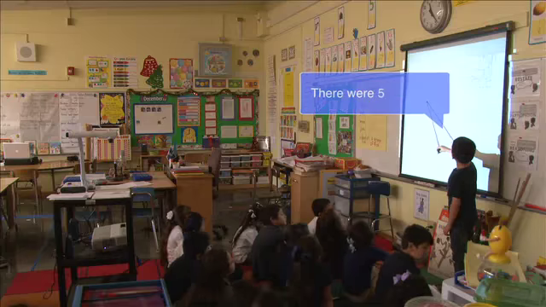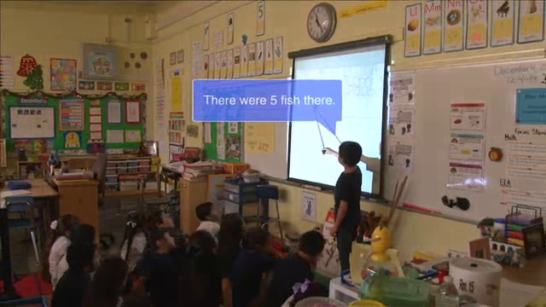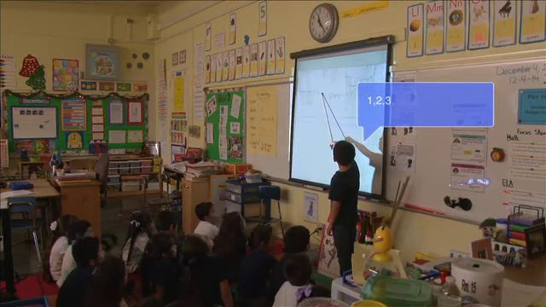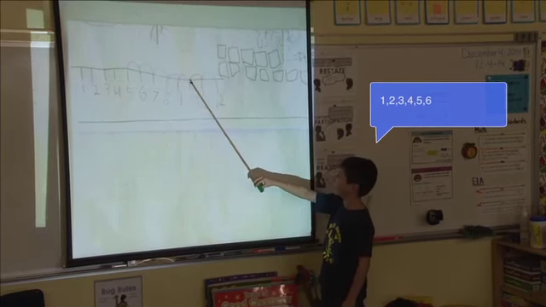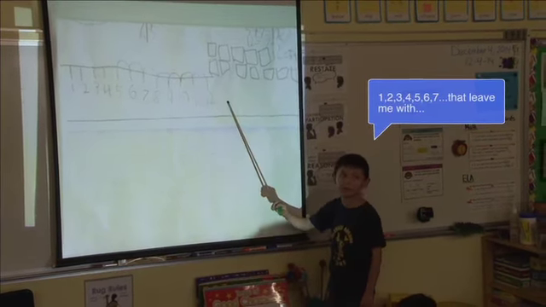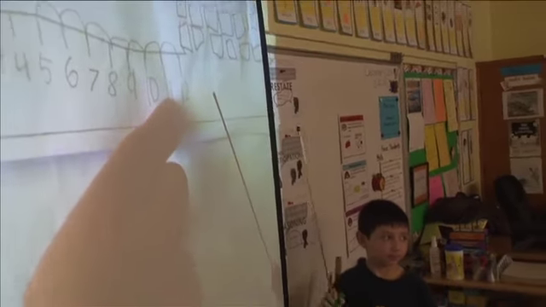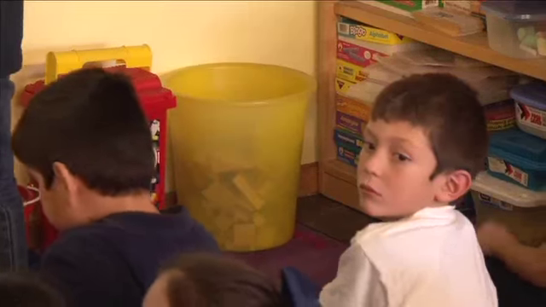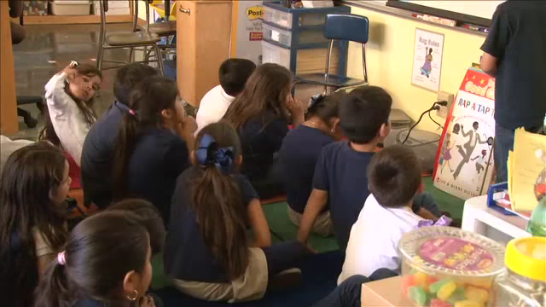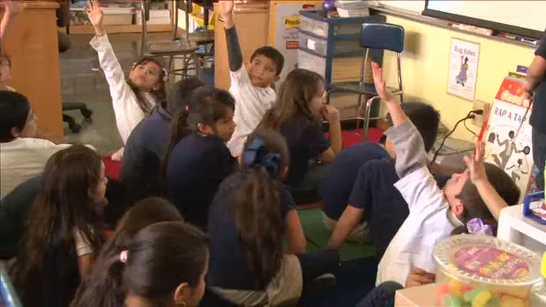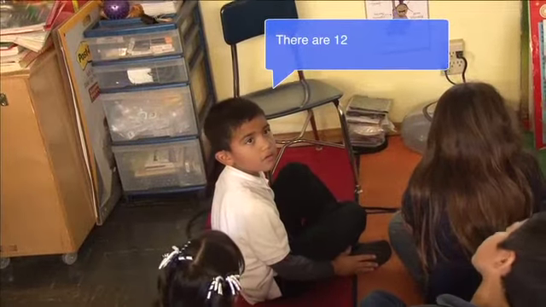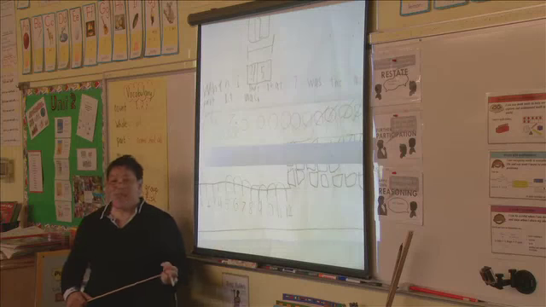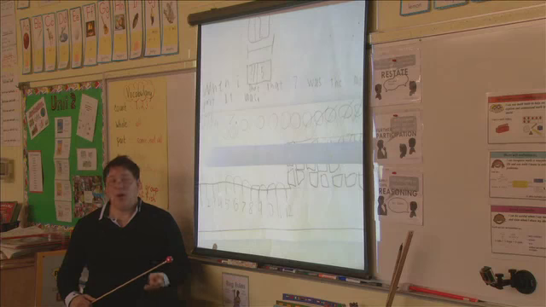There were 5 fish there. Then I count forward 7. 1, 2, 3, 4, 5, 6, 7. And that gave me the 12. And then why did you count 7 spaces to 12? Because that was the whole of the fish. Who can tell us why did Eduardo stop at 12 on his number line? Why didn't he go any further? There were 12 fish. To sum up the learning, I have students discuss all 3 student work samples.